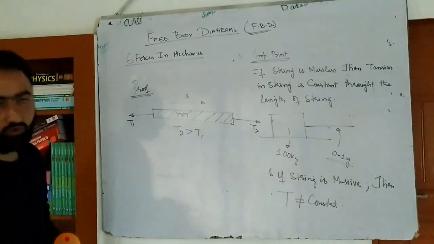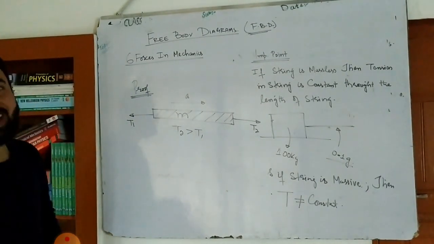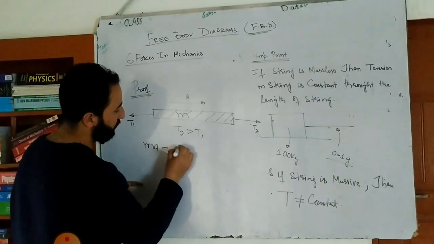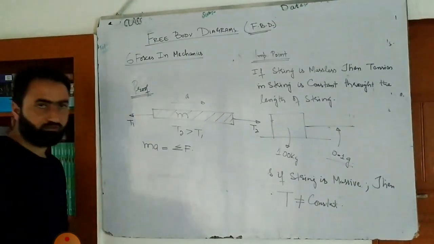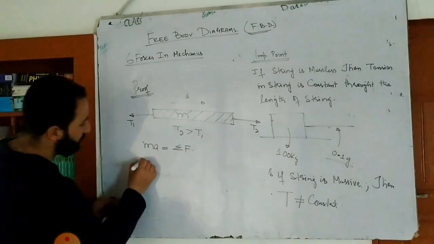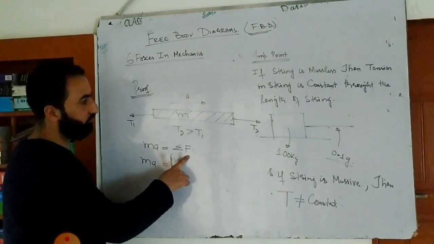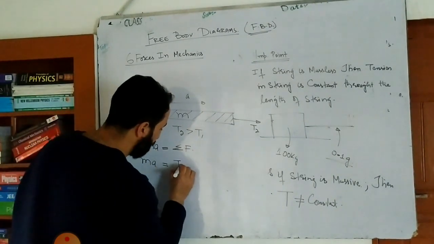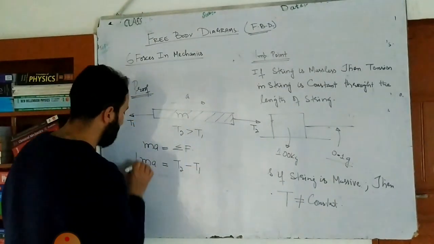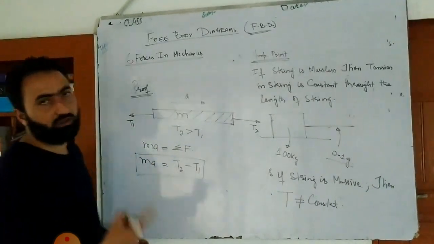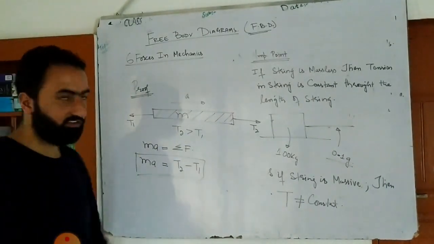Okay, so simply I'll use Newton's second law of motion, which says mass into acceleration is equal to the net force, or summation of all forces. So mass into acceleration will be equal to, now pay attention, the summation of all the forces, which is T2 minus T1. Net force, if this is 20 Newton and this is 10 Newton, will be 20 minus 10, that's equal to 10 Newton. So T2 minus T1.